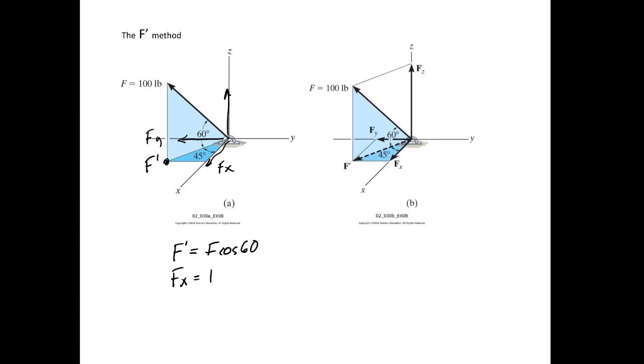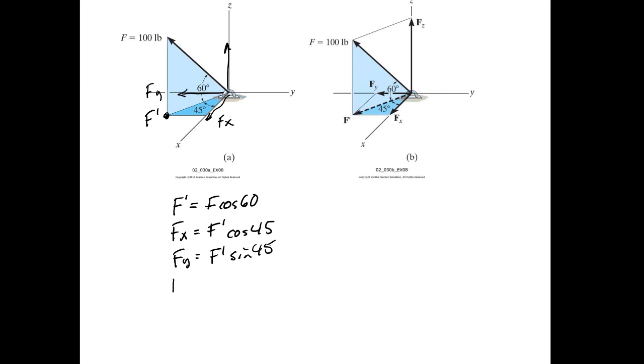Fx will be equal to F prime cos 45. Fy is equal to F prime sine 45. And then Fz would be equal to F, not F prime now, because we have that whole thing. That's going to be equal to the sine of 60. So I hope you can see all of those components when you have it expressed like that.